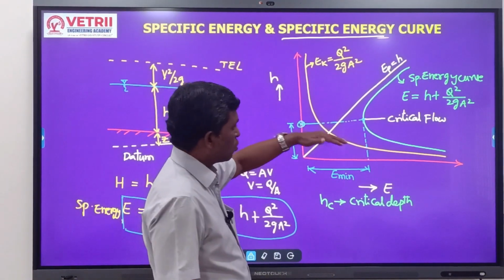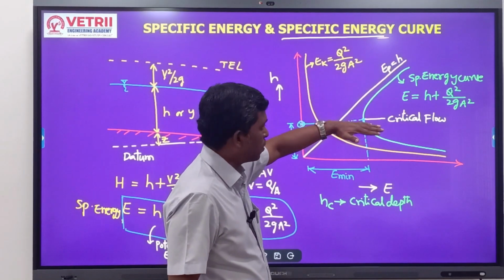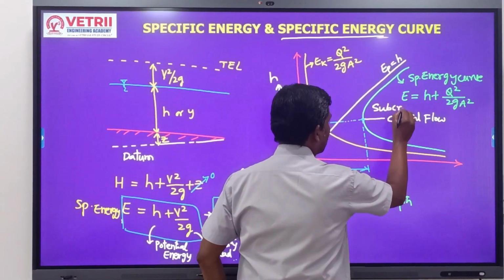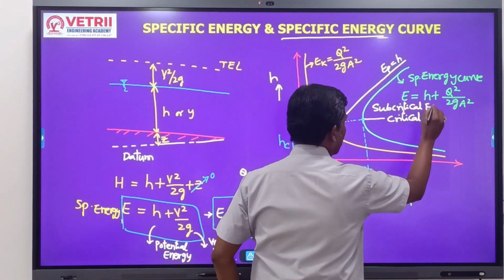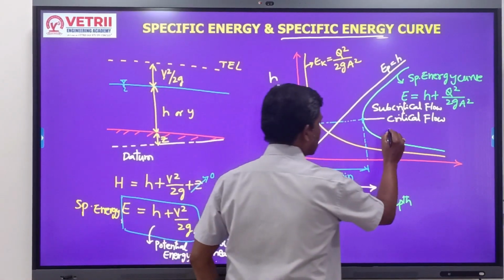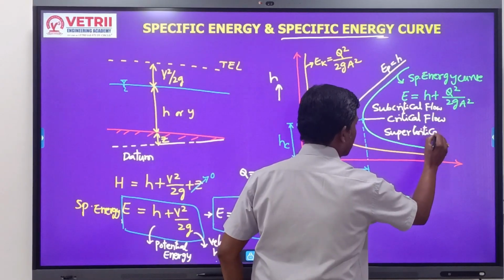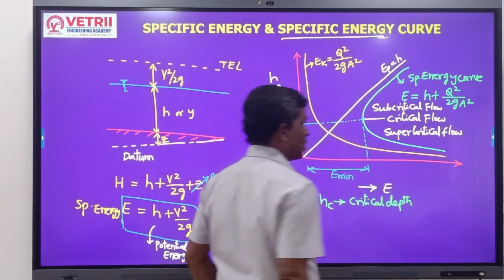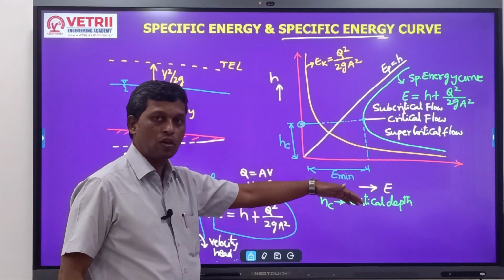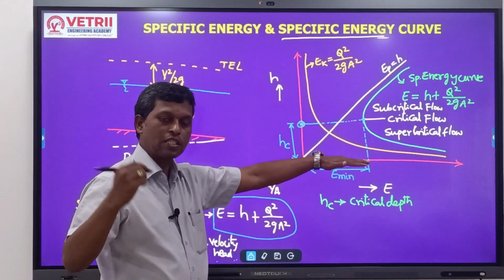Please keep in mind, if the depth of flow is above the critical depth, we call that subcritical flow. And if the depth of flow is below the critical depth, it is called supercritical flow. So critical, subcritical and supercritical depend on the critical depth. If the depth is above, subcritical; if below, supercritical. Please recollect this.